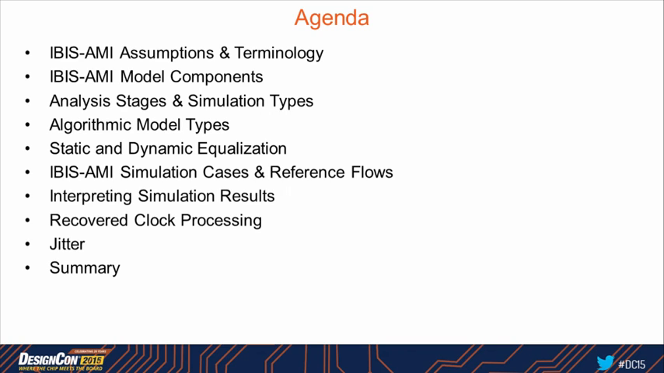Along the way, we'll talk a little bit about what we mean by static and dynamic equalization. And when we look through simulation flows, we'll see that different combinations of models have different relativity. So we're going to talk about how to interpret simulation results, and then briefly look at clock processing and how jitter is handled in simulation before summarizing.